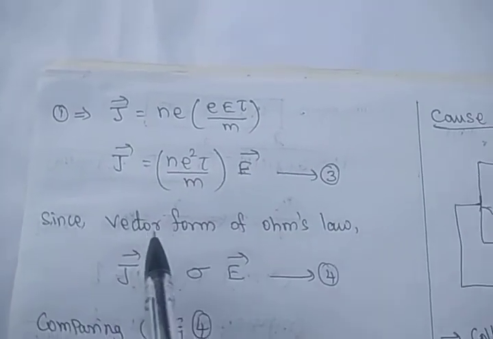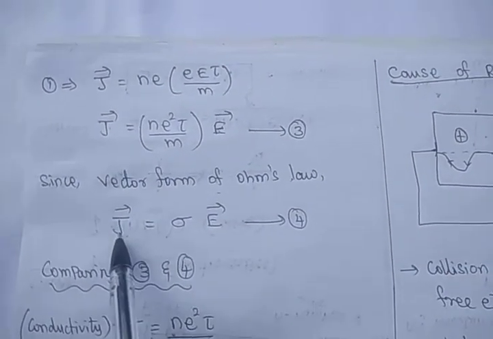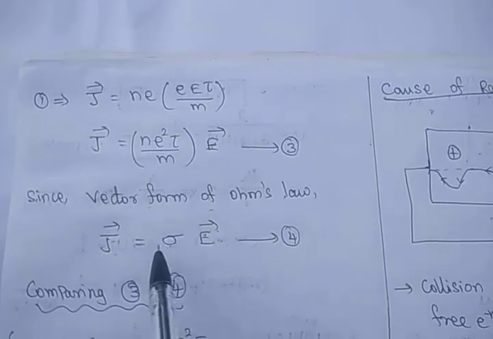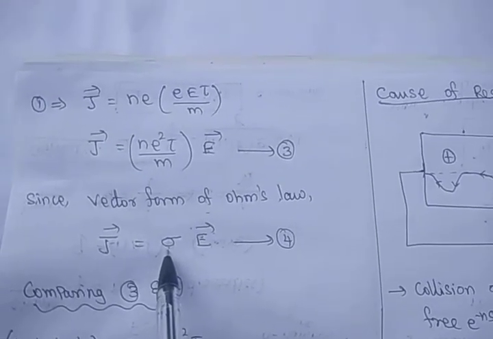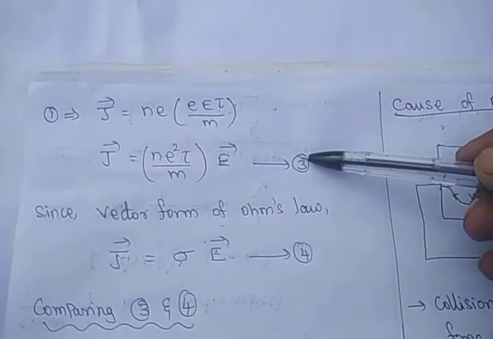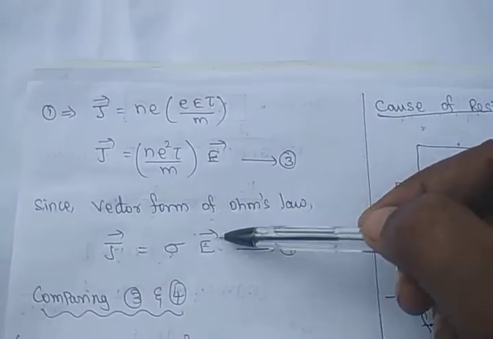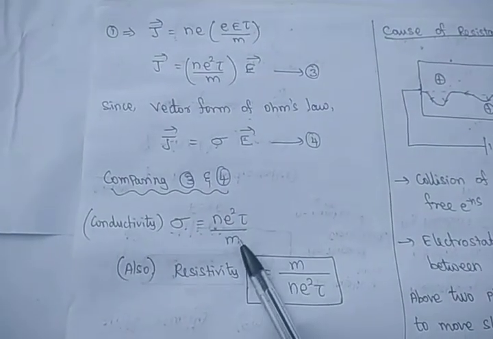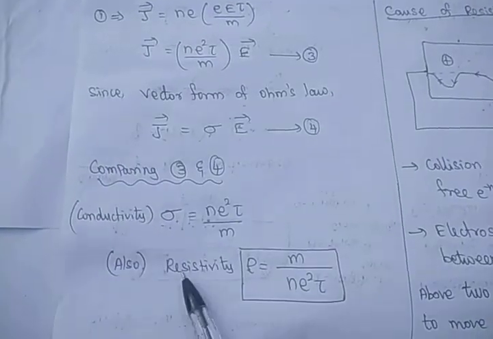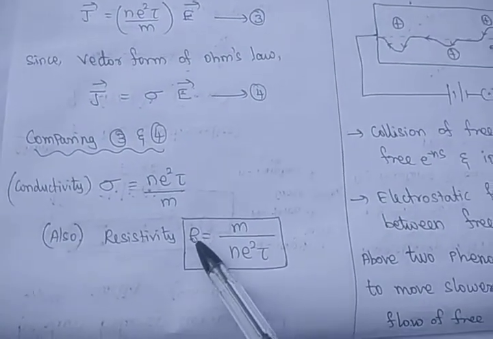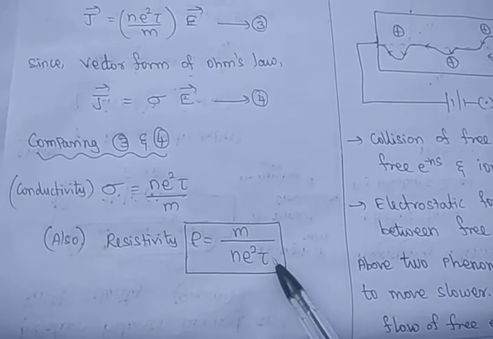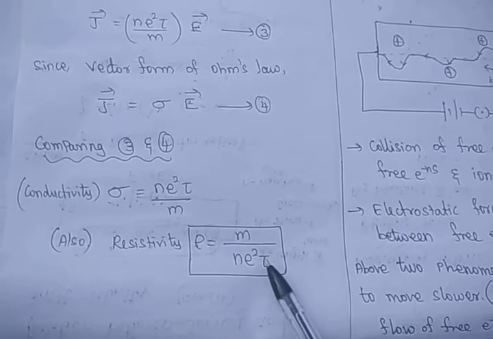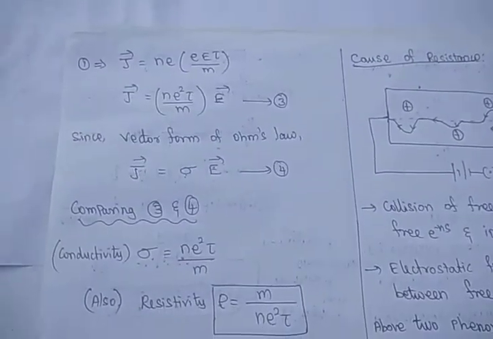We already know that the vector form of Ohm's law is J is equal to sigma E. So J is the current density, E is the electric field, both are vectors, and sigma is the conductivity of the material. Comparing these two equations, the conductivity must be equal to N e squared tau by m. The conductivity and resistivity are reciprocal to each other, so the resistivity rho is equal to m by N e squared tau. So this is the relation between the resistivity and tau.